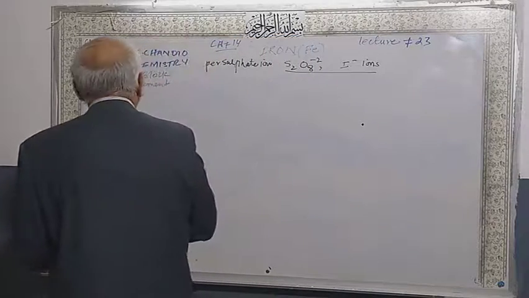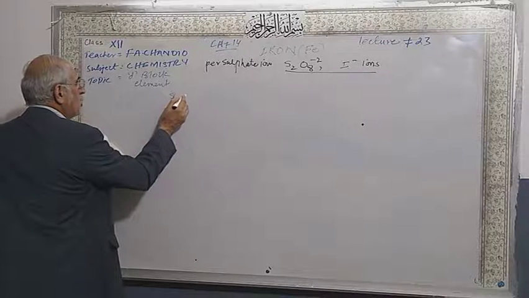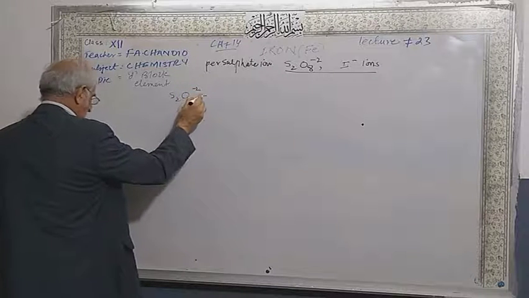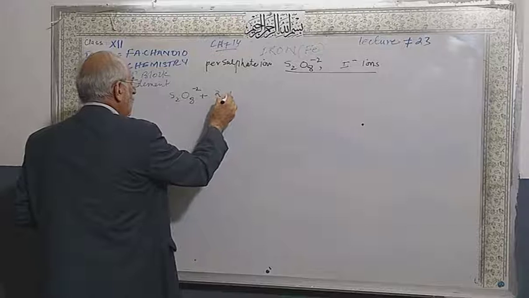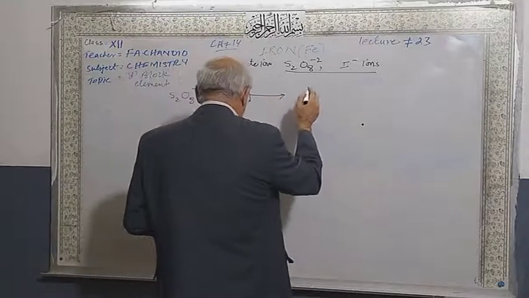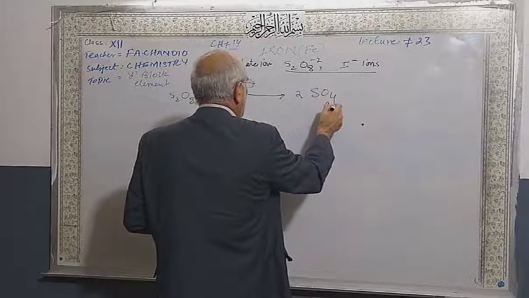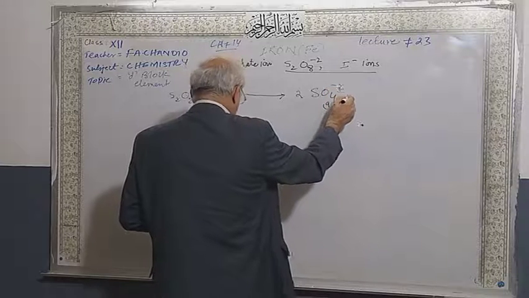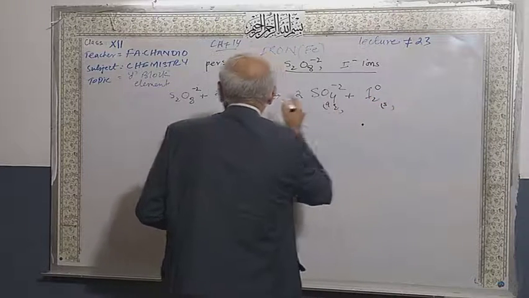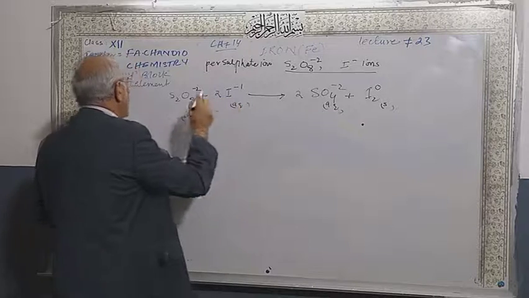You can see here the formula I told you: S2O8 2 negative and 2 iodide negative 1. Iron acts as a catalyst to form sulfate, SO4 2 negative in aqueous solution, and free iodine, solid. This is also in aqueous solution.